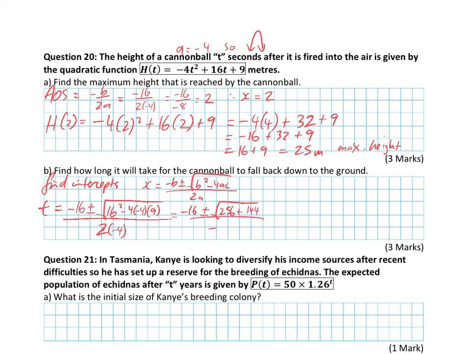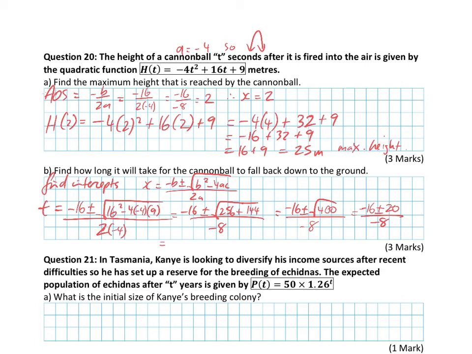2 times negative 4, negative 8. Negative 16 plus or minus the square root of 256 plus 144, which is 400, which is actually 20 times 20. So we're going to have negative 16 plus or minus 20 on negative 8. So we've got two possible answers here.